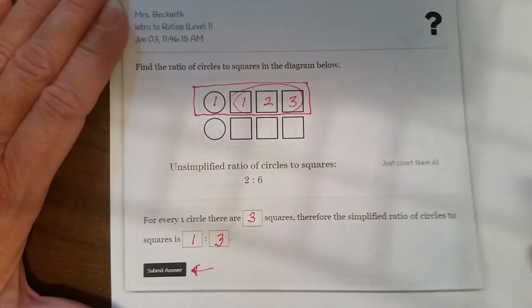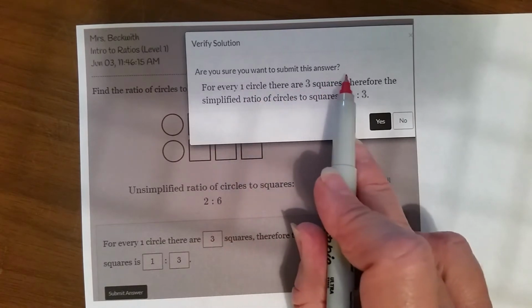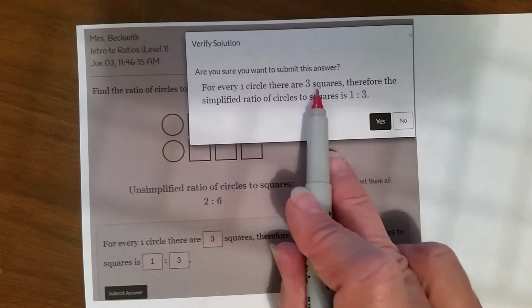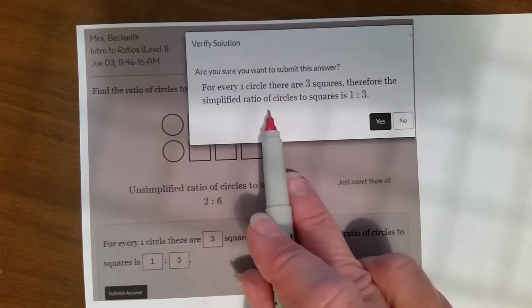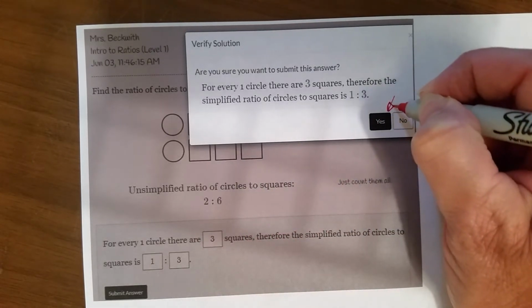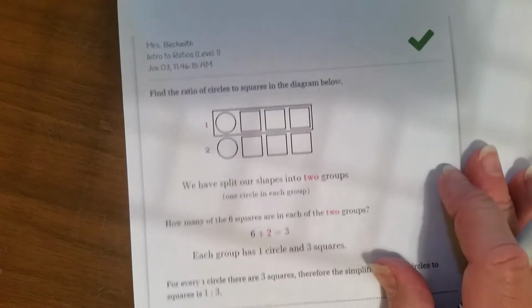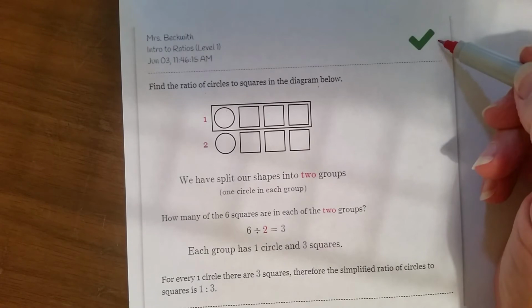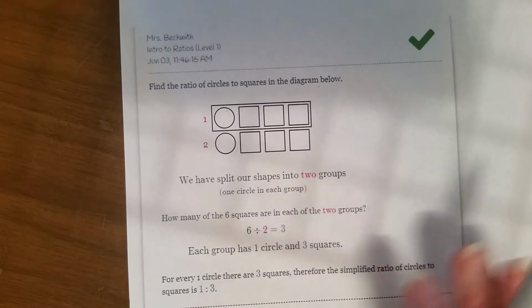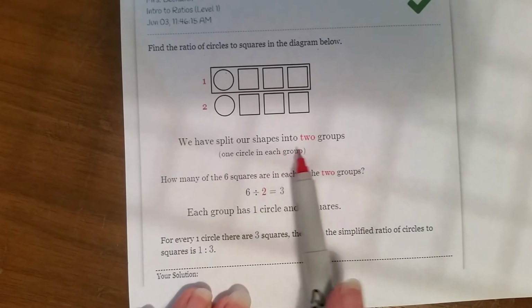Okay, when you hit submit, you're going to get this. Are you sure you want to submit this answer? For every 1 circle, there are 3 squares. Therefore, the simplified ratio of circles to squares is 1 to 3. And then you hit yes. If it's correct, it'll give you a green check mark, and it shows you how to work it out, how you get the answer. We have split our shapes into 2 groups, 1 circle in each group.